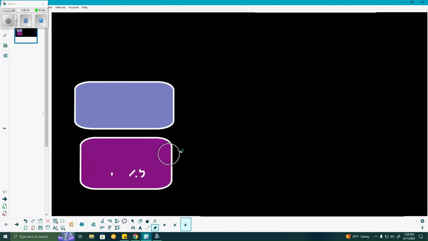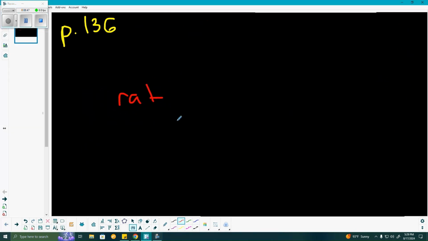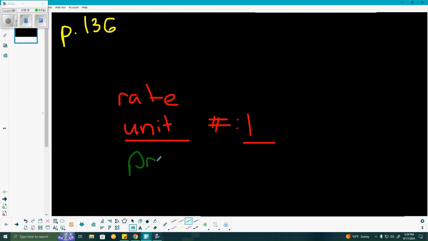I will erase my board. On page 136, summarize. A rate is a type of ratio in which the units represent different quantities. A unit rate is attempting to define those quantities per one. So whatever your first number is, your second number will always be 1. Unit means 1. Same thing with a unit price. A unit price is the price of an item or hour or whatever of 1.